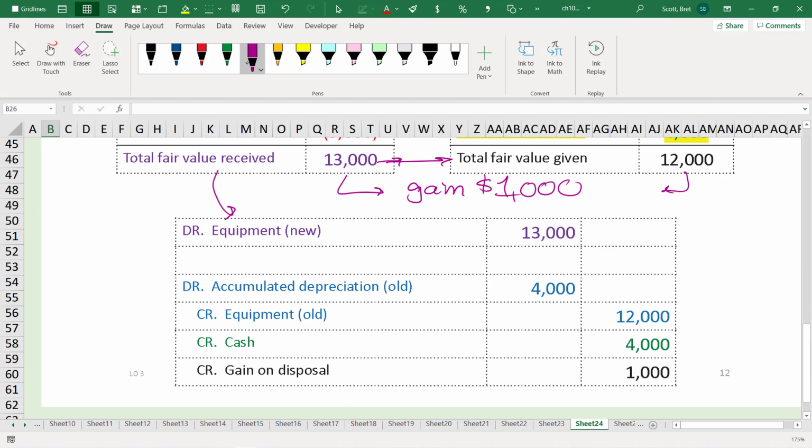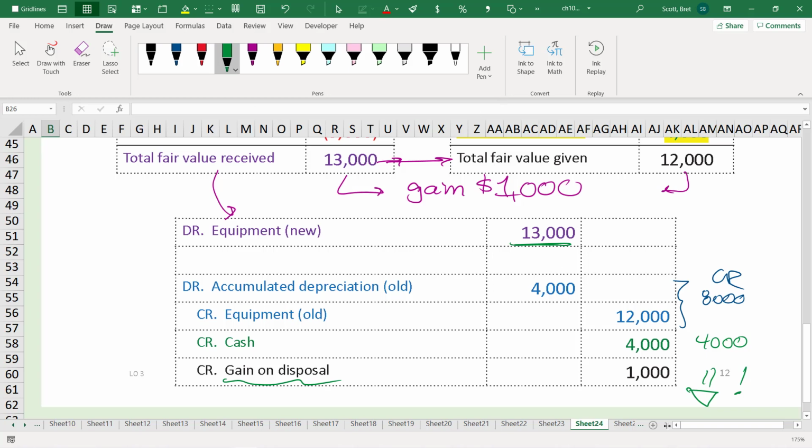So down below, same inputs as before. There's my equipment, new, $13,000. The book value, I'm offloading $8,000 worth of credit there. Another $4,000 worth of credit. And those sum up to $12,000. But I'm receiving $13,000. So that must mean, hey, I got a gain on this sale.